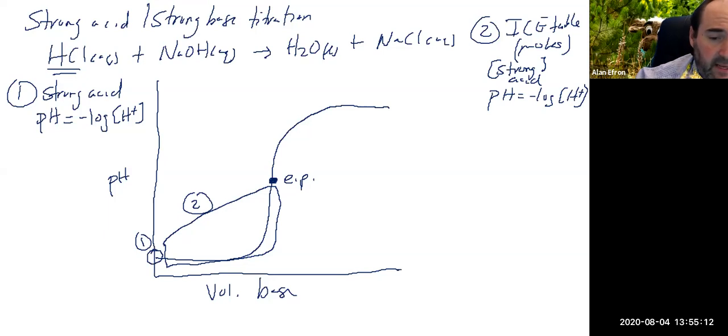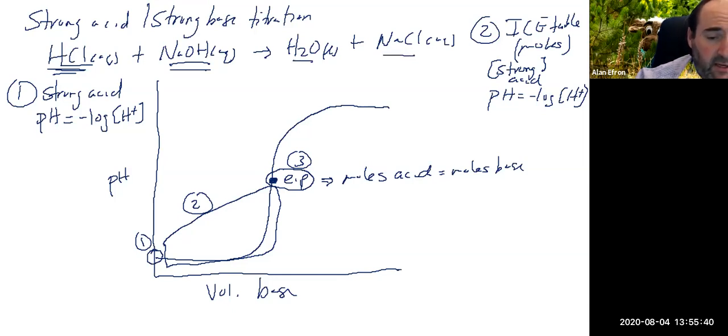Now, once we do reach the equivalence point here, again, that's the point where the moles of the acid equals the moles of the base. And at that point, that means that pretty much all of the HCl would be gone in our example here. All of the sodium hydroxide would be gone. And exactly at this point, we're left with water and sodium chloride, which is a salt. And again, this salt comes from a strong acid and strong base, which means it is a neutral salt.